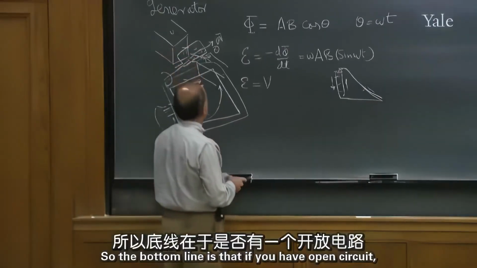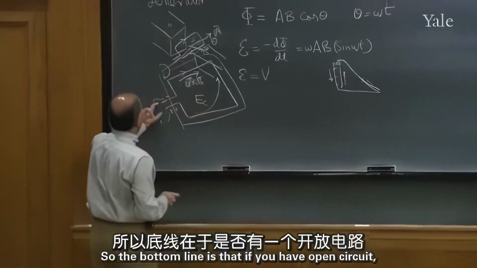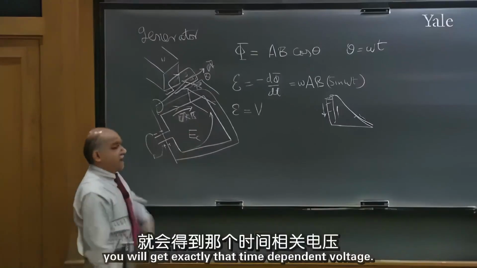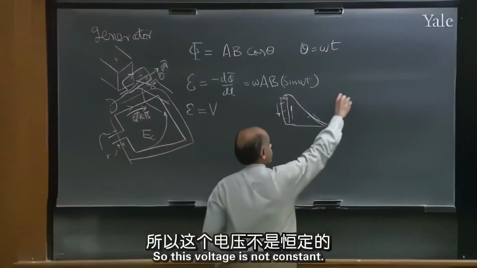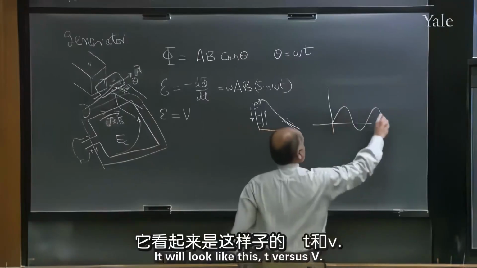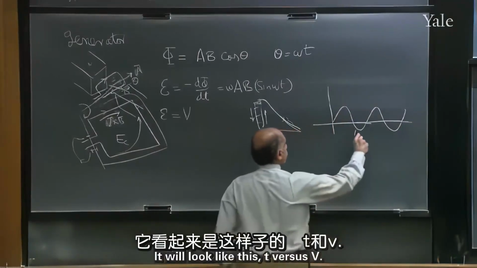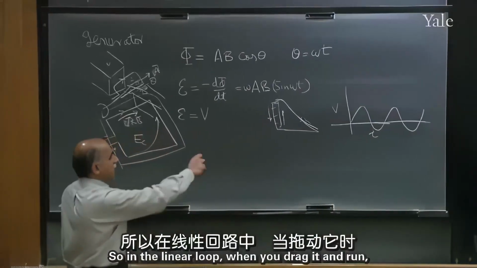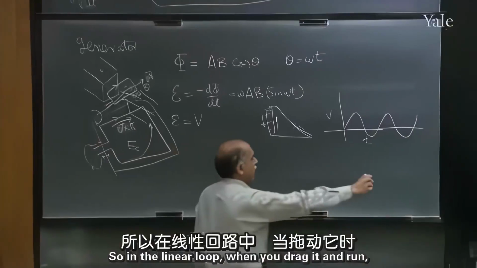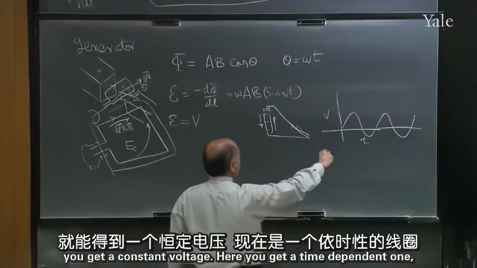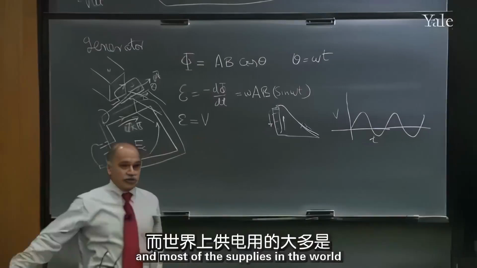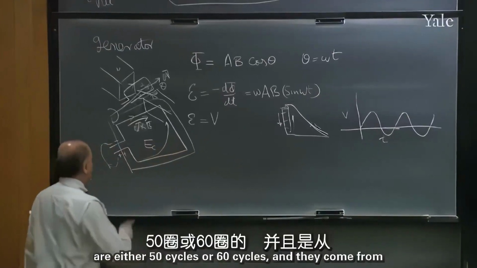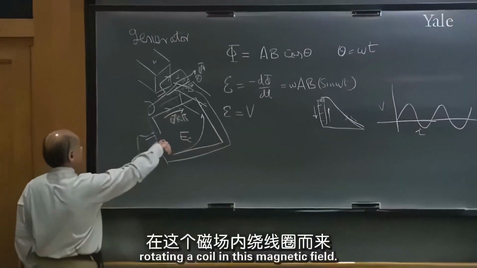Okay, so the bottom line is that if you have open circuit, and if you put a voltmeter that measures voltage, you will get exactly that time-dependent voltage. So this voltage is not constant. It will look like this, T versus V. So in the linear magnet, when you drag it and run, you get a constant voltage. Here you get a time-dependent one. And most of the supplies in the world are either 50 cycles or 60 cycles, and they come from rotating a coil in this magnetic field.